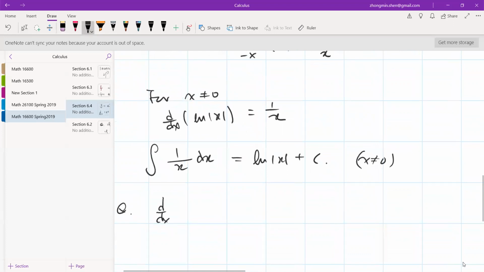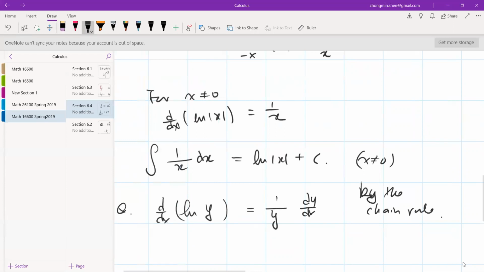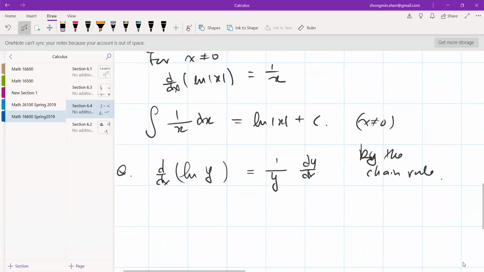So when you differentiate something like that, use the chain rule. Y is not x. By the chain rule, y is something that depends on x. Then first of all, you put the 1 over y there, then dy. That's the chain rule, okay? By the chain rule.